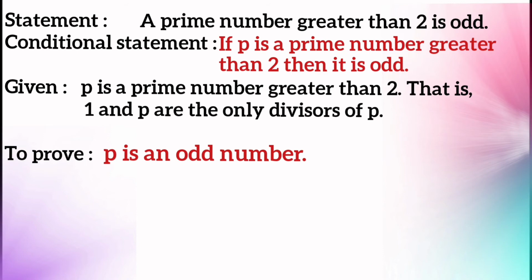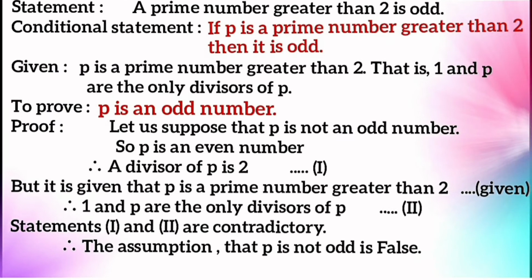So let's see, can we prove it? So let's see the proof. Let us suppose that P is not an odd number. So as I said, we are using indirect proof.